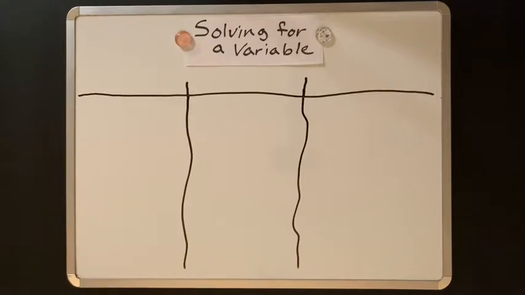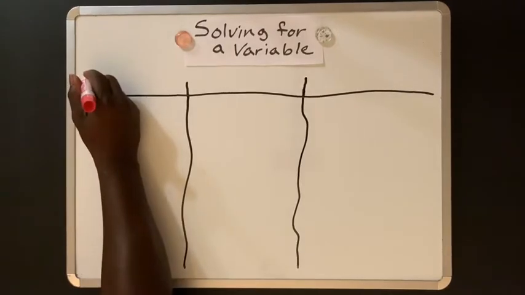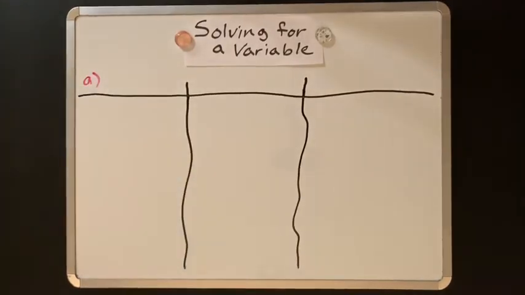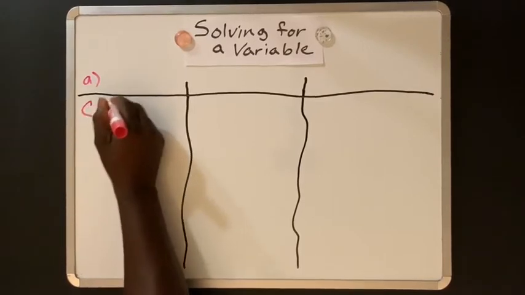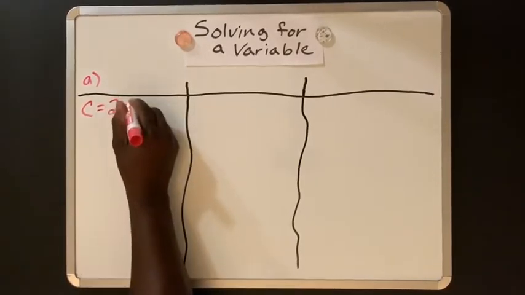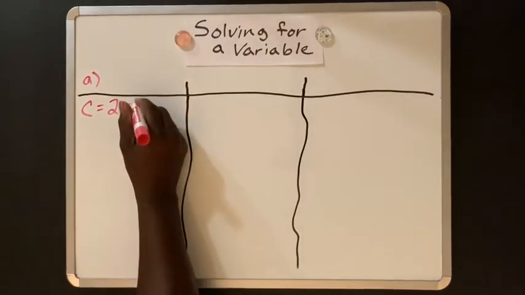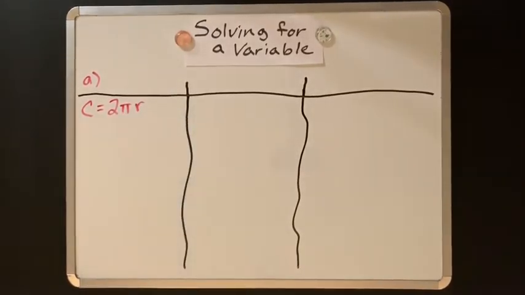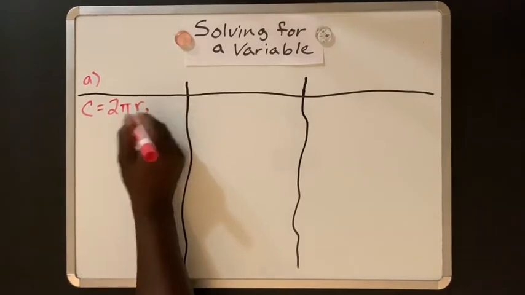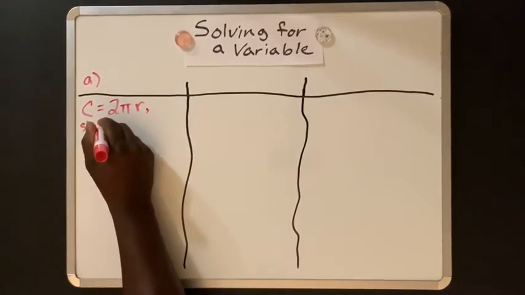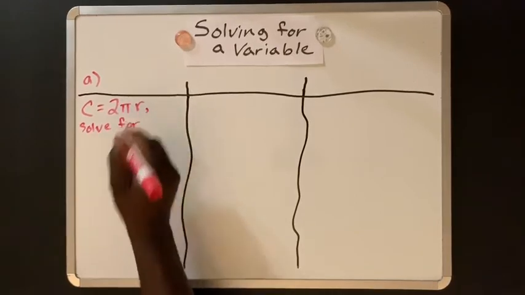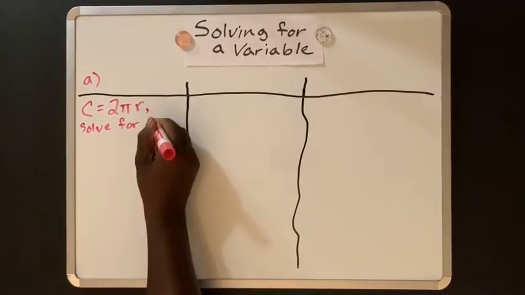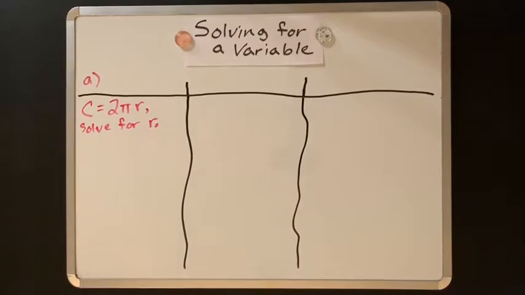Let's start with a problem where, I think you'll recognize this. This is problem A. We have C equals 2 times pi, you got it, times R. So what is that? That is the formula for finding the circumference of a circle. And in this case, they want us to solve for R.